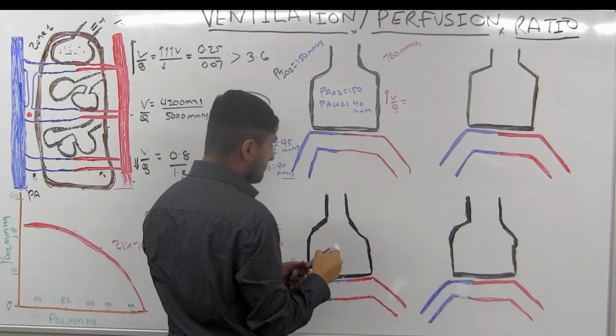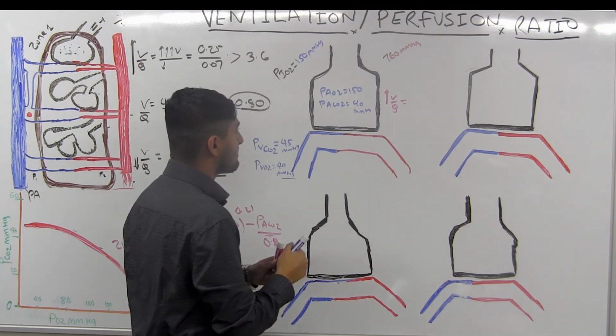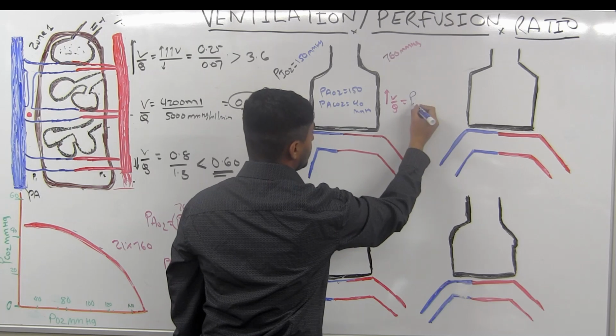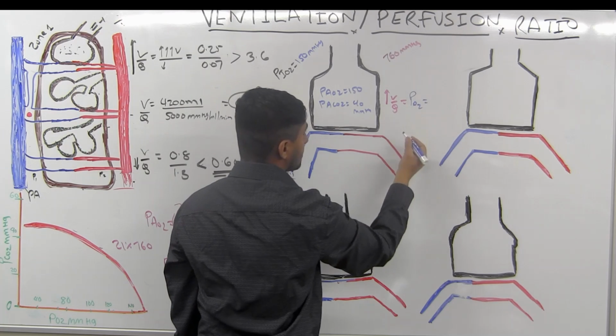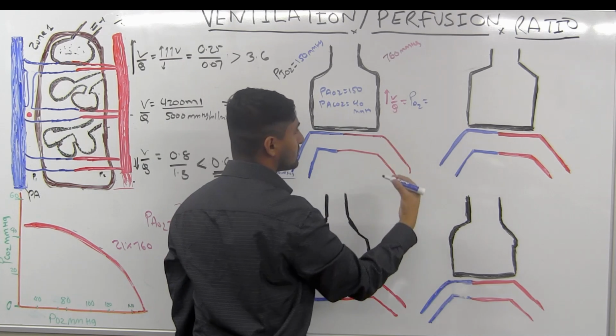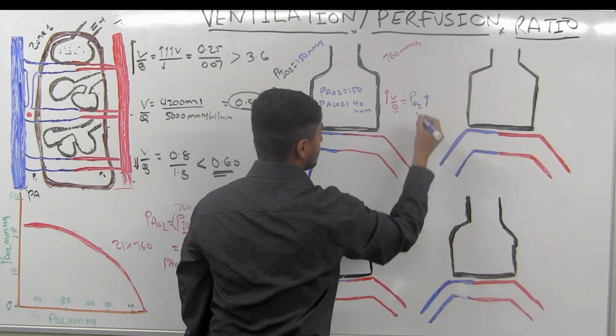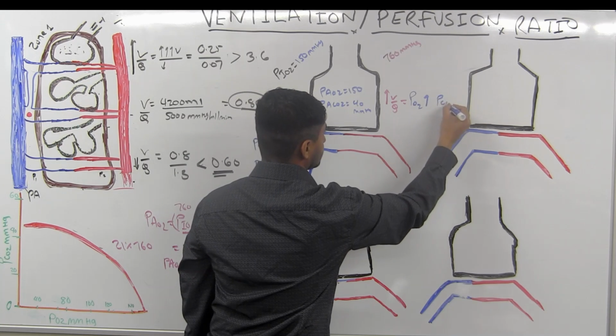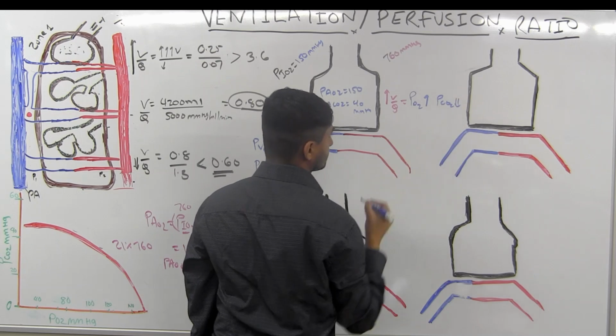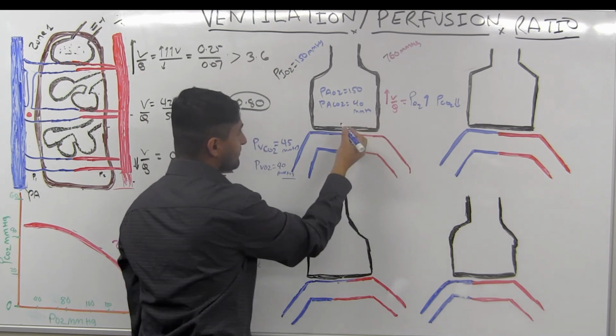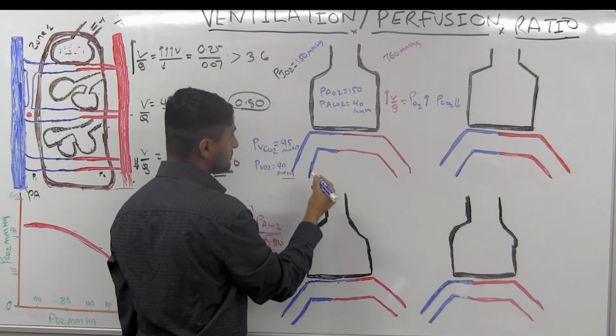what is usually my oxygen level? The partial pressure of oxygen will be higher. It will be greater. And what about my partial pressure of carbon dioxide? That's going to be lower, right? It makes sense, right? Because normally it should look like that.